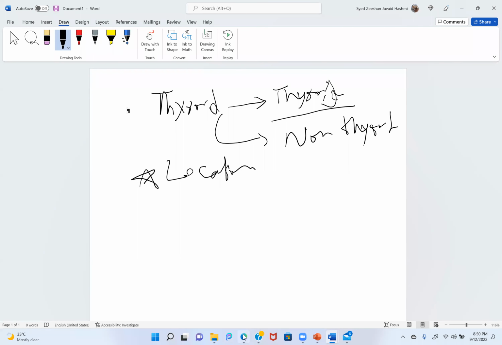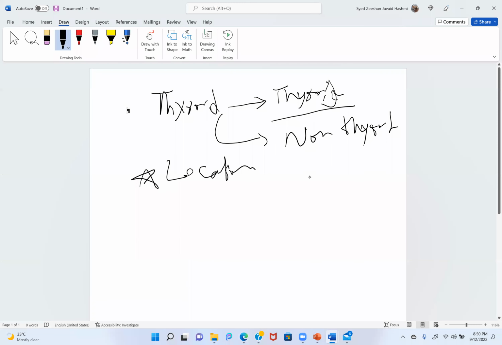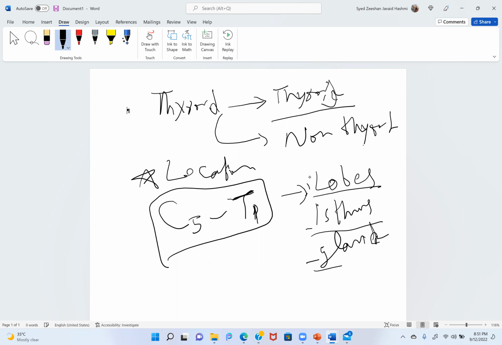So Sumera, do you remember the levels at which the thyroid gland is there? Sir, it's located at the level of C5 to T1. Okay, C5 to T1. Is your answer a good one? Because what is between C5 to T1? Is it lobes, or isthmus, or the whole gland? Sir, it's the whole gland, C5 to T1. Okay, because MCQs will be based on this fact. This is the whole extent of the thyroid gland.